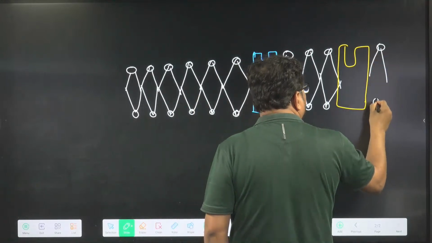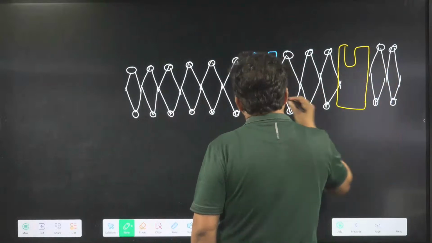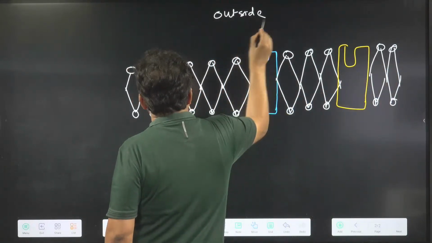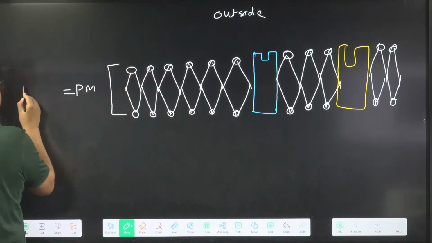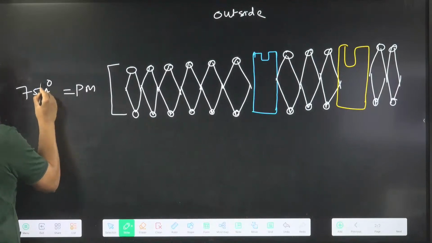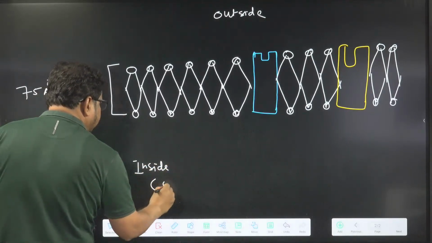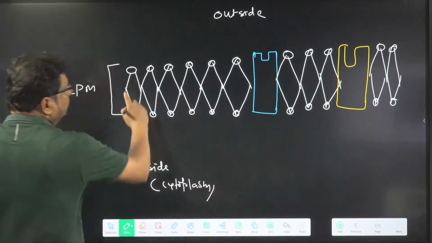Lipid bilayer. Two lipid is there. That is the reason I am telling it is what? Bilayer. I am writing it is outside of the cell. It is plasma membrane. Thickness is 75 angstrom. It is inside of the cell. Inside is what? Cytoplasm. So this is the plasma membrane.